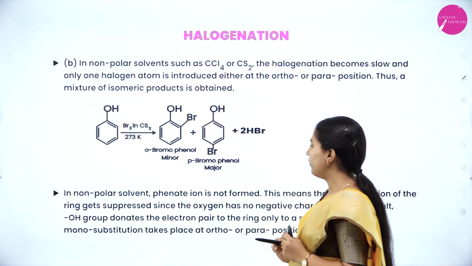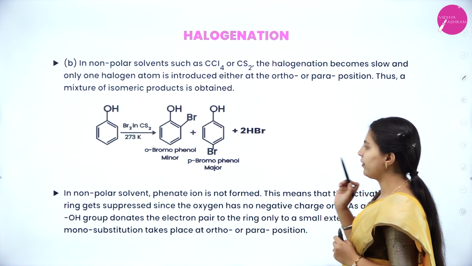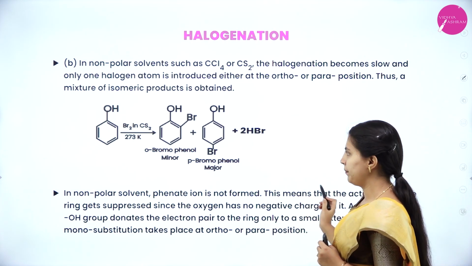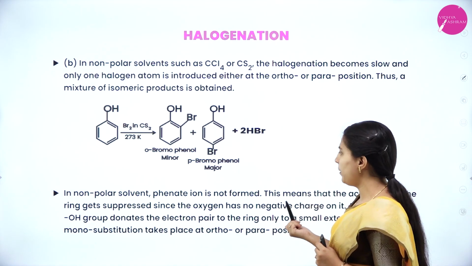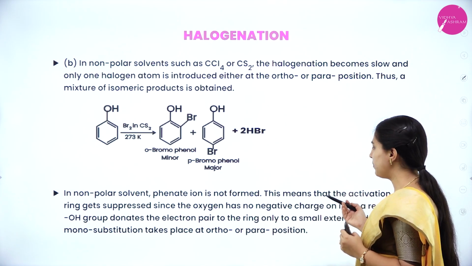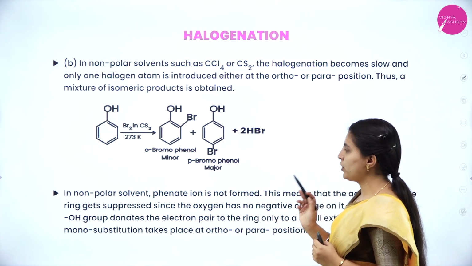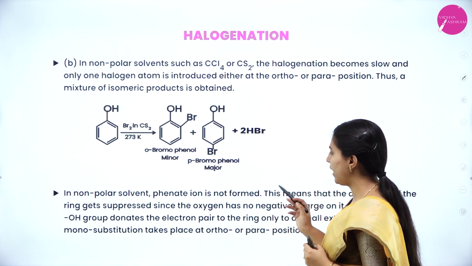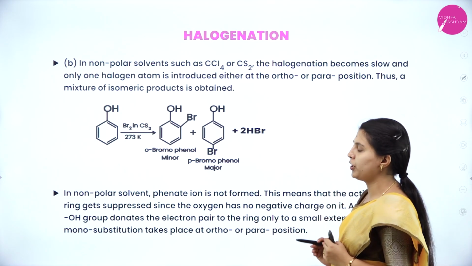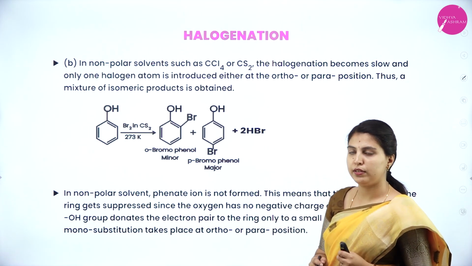In non-polar solvent, phenate ion is not formed. This means that the activation of the ring gets suppressed since the oxygen has no negative charge on it. Here, the activation will be suppressed because of absence of negative charge on the oxygen. As a result, the OH group, that is hydroxyl group, donates the electron pair to the ring only to a small extent and monosubstitution will take place at ortho or para positions.